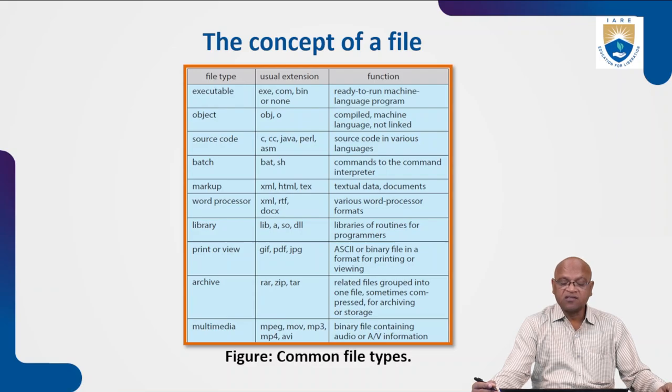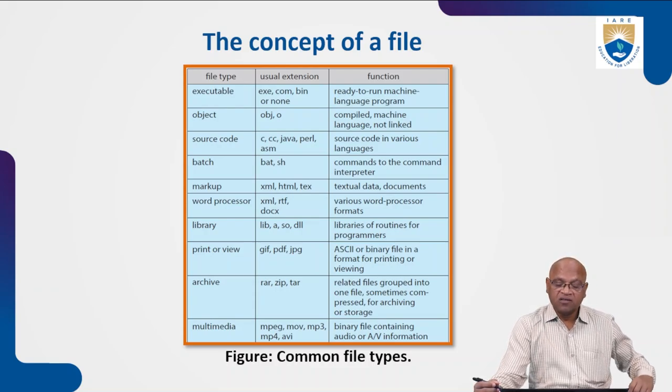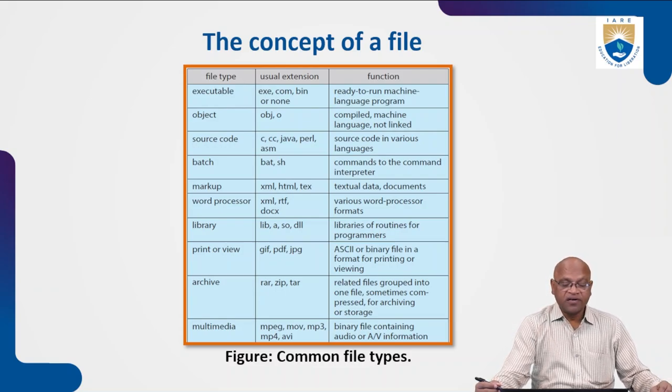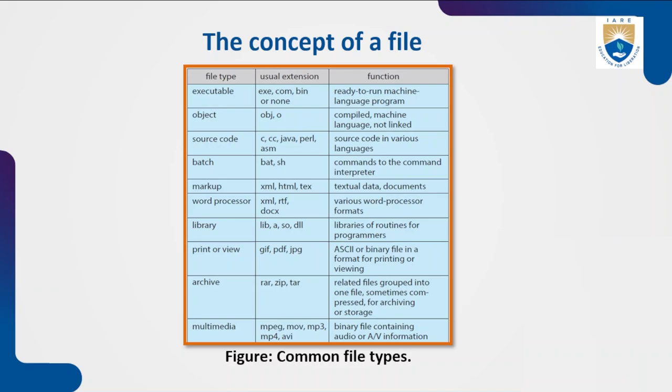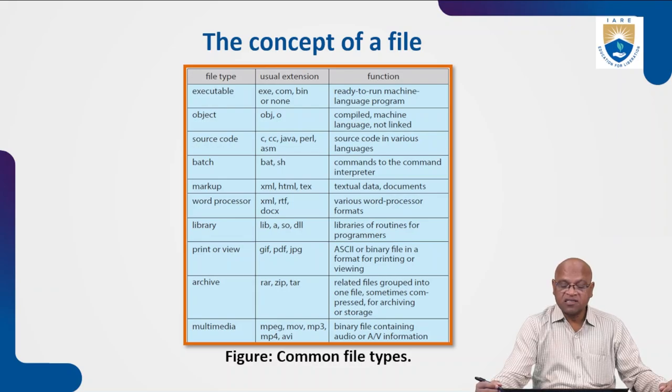Object files are .obj, compiled machine language that is not linked. Then source code: any Java program, C program, or any program, with extensions like .c, .cc, .java, .asm for assembly language, so source code in various languages. And batch files you have seen, the extension will be .bat, .sh, commands to the command interpreter. That is, we use sh.